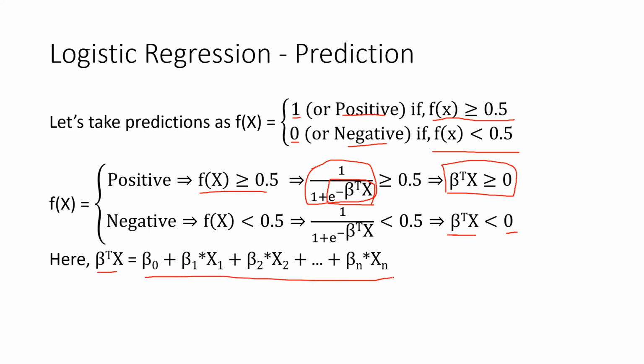So this is the value that we calculate in the linear regression, and this is how we make predictions with logistic regression. In the positive case, f(x) is greater than 0.5, so we take beta transpose x greater than or equal to 0. In the negative case, beta transpose x is less than 0. Beta transpose x is beta 0 plus beta 1 x1 plus beta 2 x2, up to beta n xn. If this is greater than or equal to 0, it is positive; otherwise, it is negative.